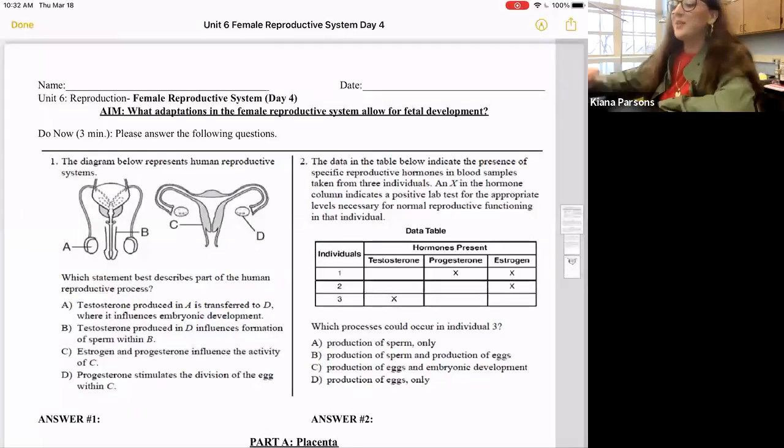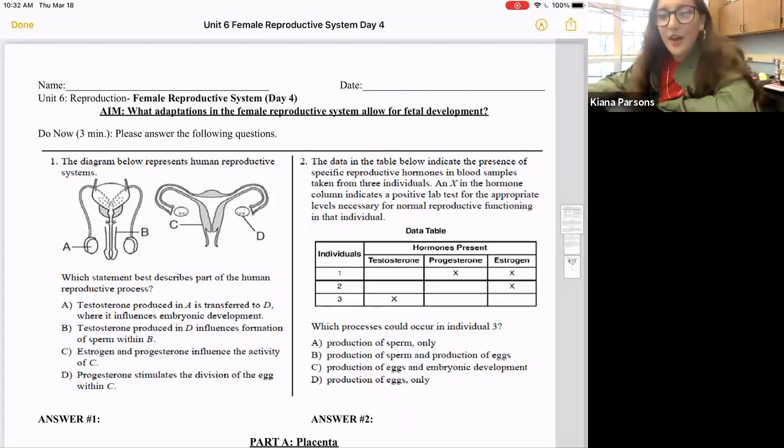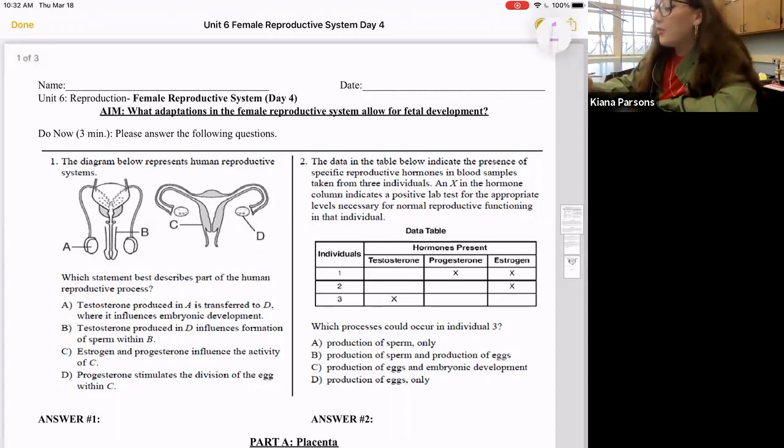Hello and welcome to Unit 6, Female Reproduction, Day 4, the last day of the reproductive system. And today's aim says, what adaptations in the female reproductive system allow for fetal development?